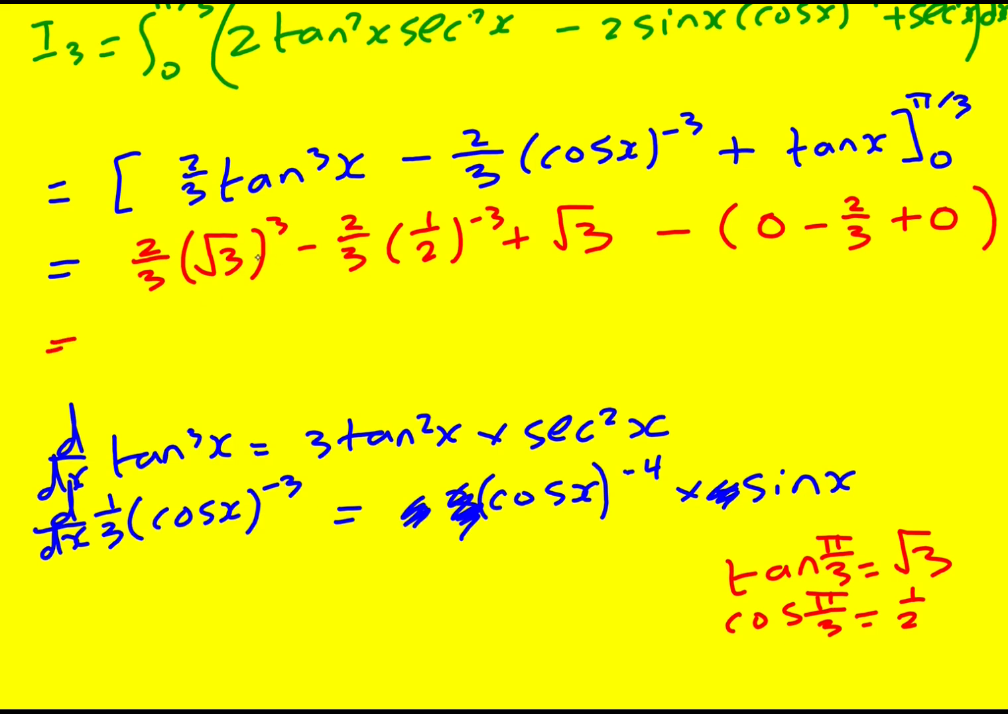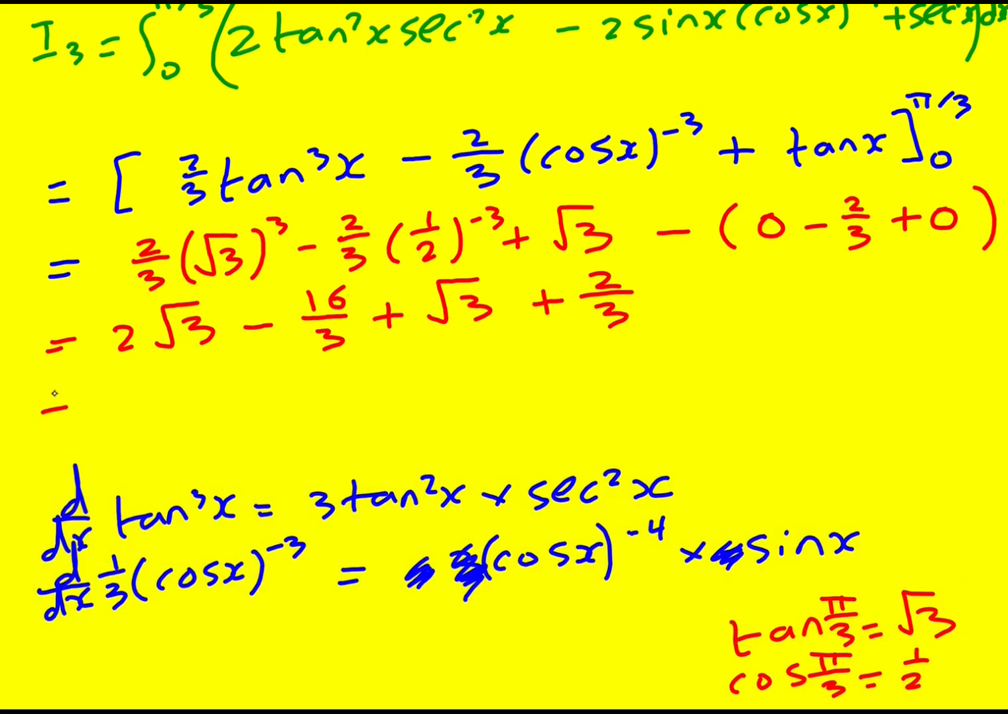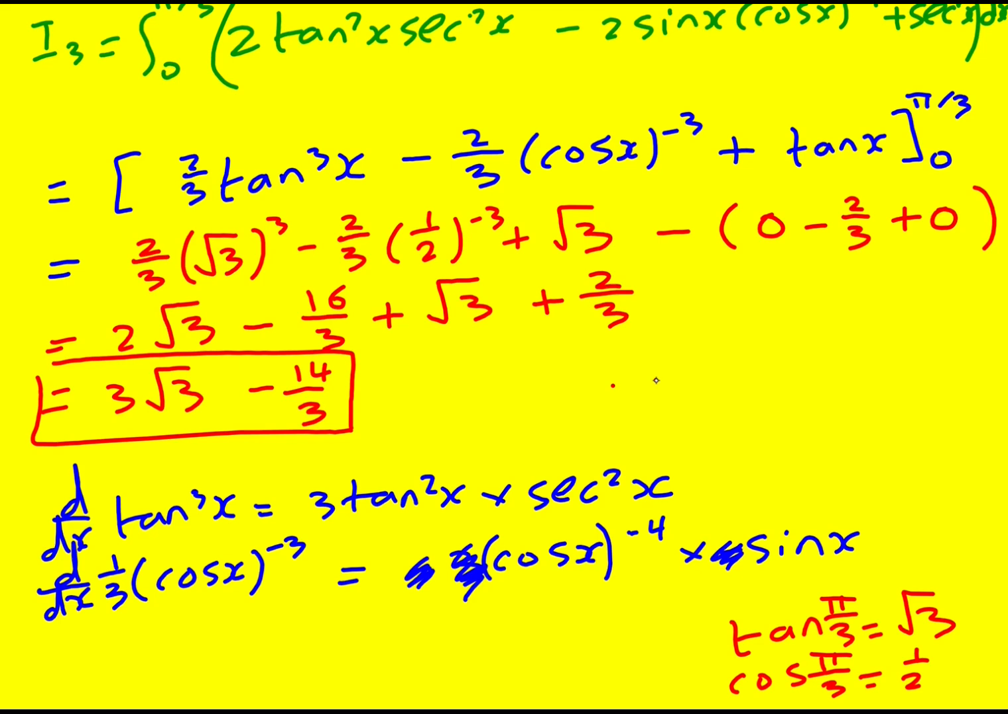Root 3 cubed is 3 root 3, so I'm going to get 2 root 3 here. A half to the minus 3 is 2 to the 3, so it's 8, so I'm going to get minus 16 over 3. And I'm adding root 3. And we're basically there, so I'm going to get 3 root 3 minus 14 over 3. That works out really nicely. Brilliant.